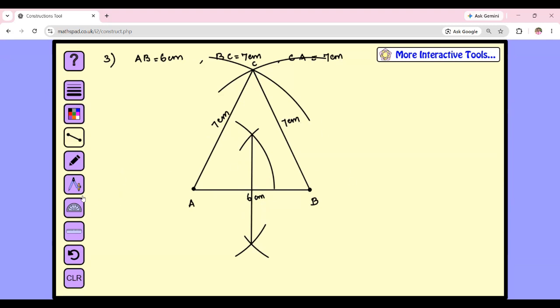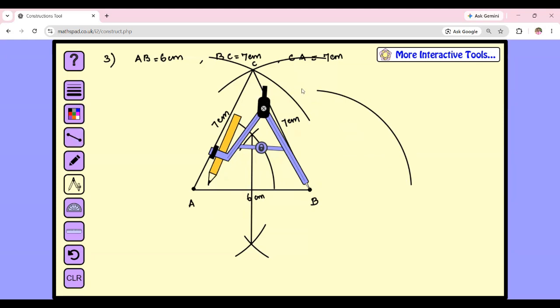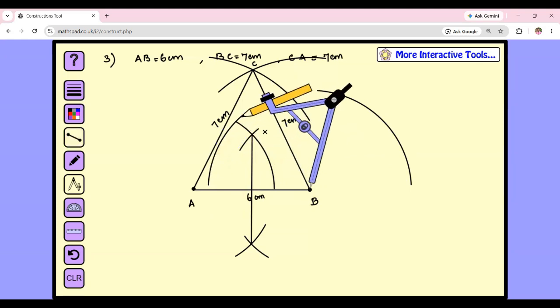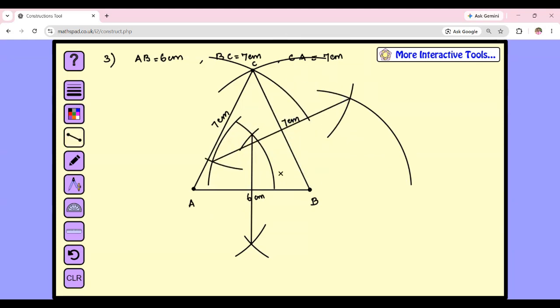The same way you can do it for BC. Take more than half, and draw an arc up and down. With the same measurement, this is my perpendicular bisector of BC. Next, the same way you can do it for AC. These two points, I can just join these two points.